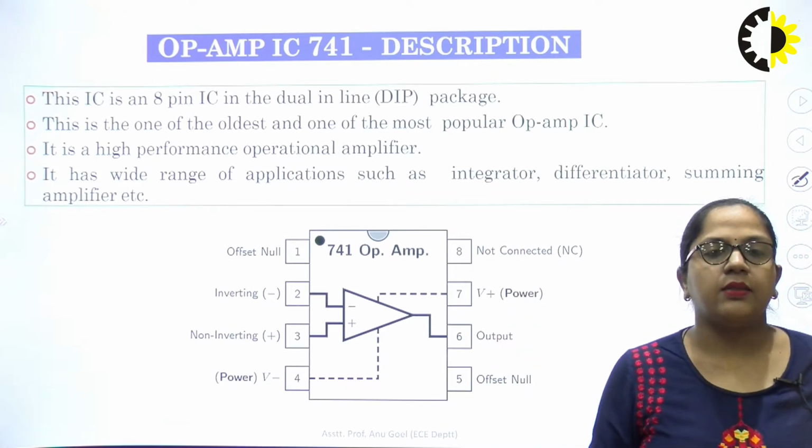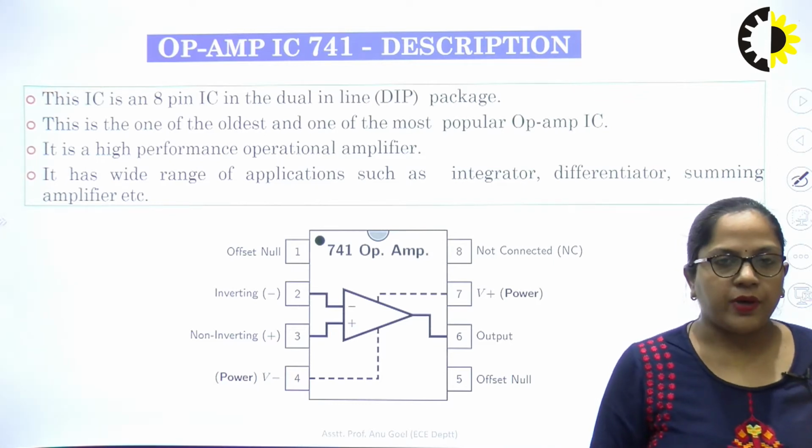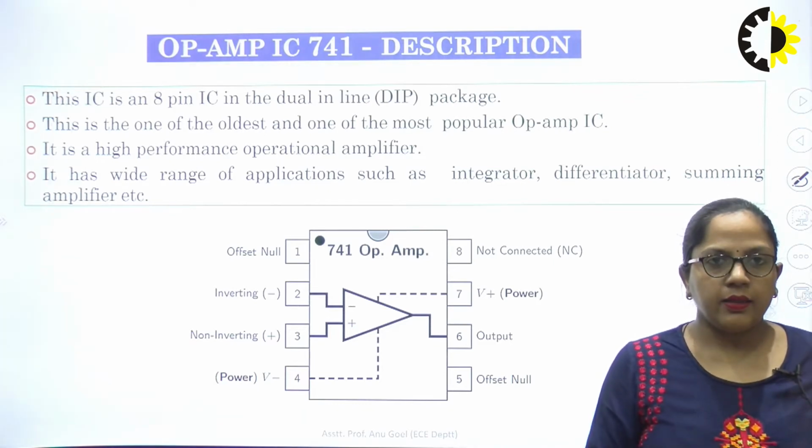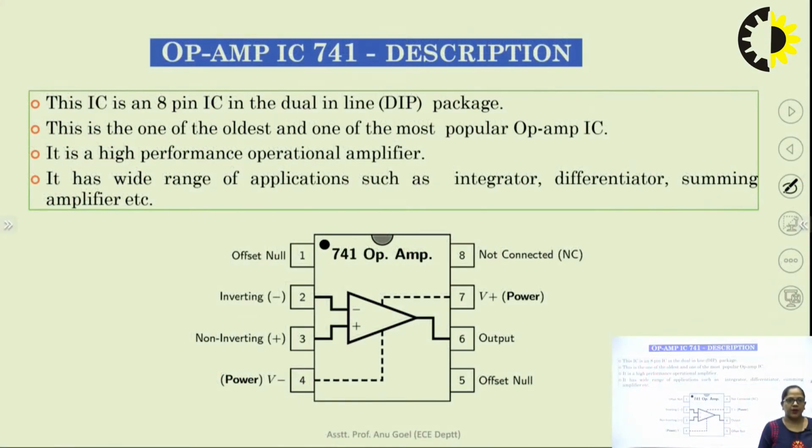As we know, an op-amp, operational amplifier, is a very high gain direct coupled differential amplifier, which is basically used to perform mathematical operations like addition, subtraction, integration, differentiation, and mainly for the amplification of weak signals. This is one of the oldest ICs and the most popular op-amp IC.